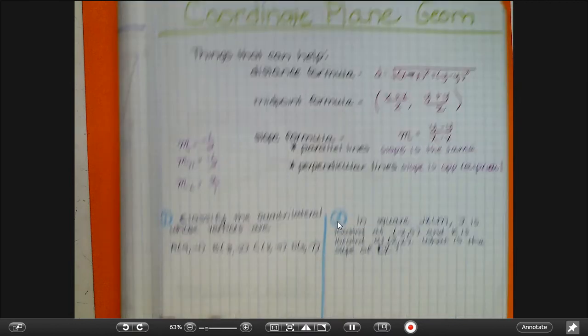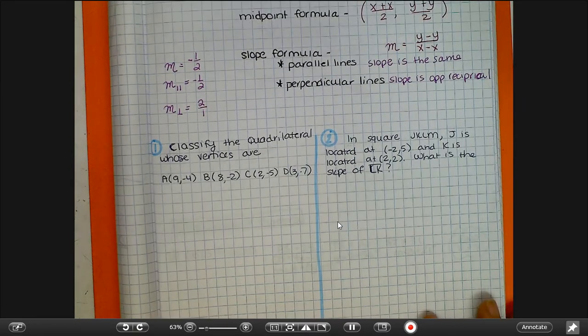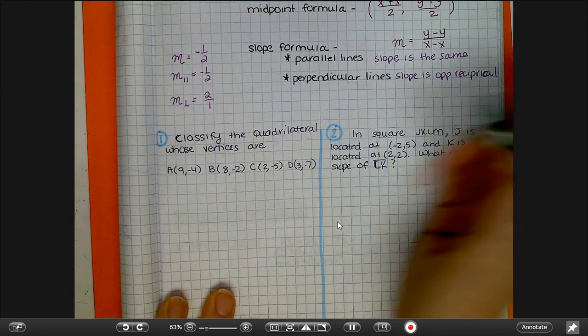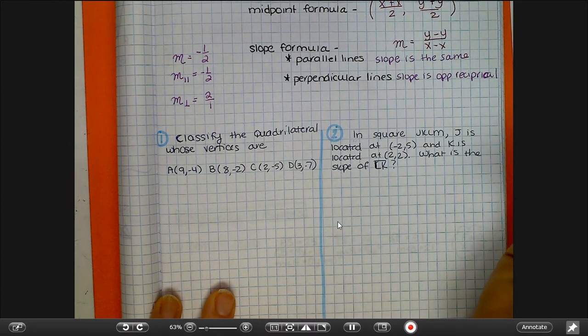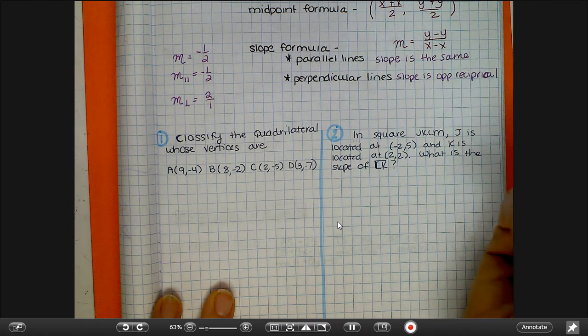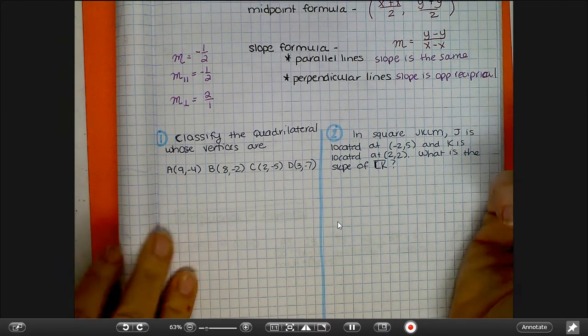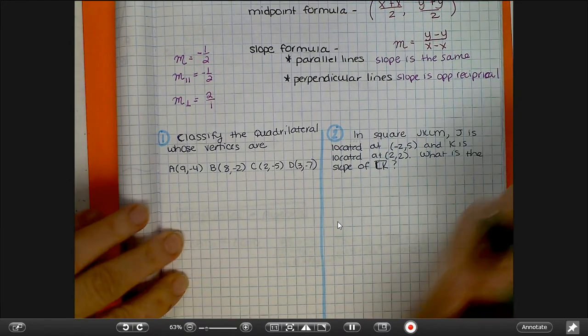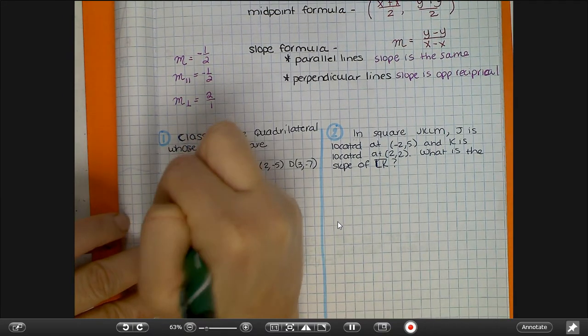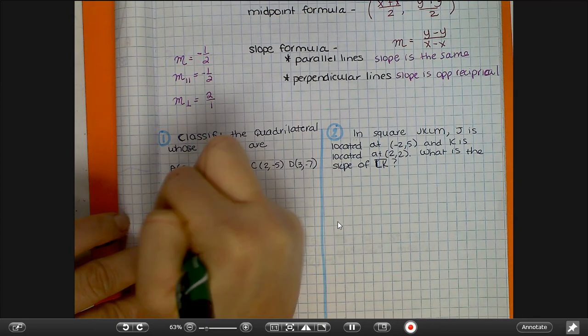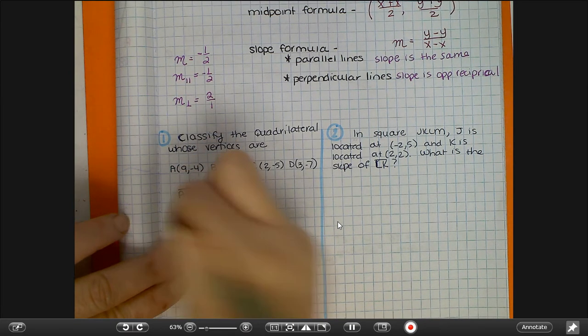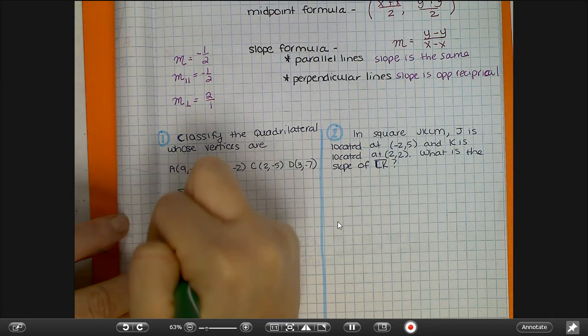All right, so here we go. We're going to do two examples and then you should be okay. So we want to classify the quadrilateral by its vertices. We have a few different quadrilaterals with parallel sides, and we also have some with congruent sides. So let's go through finding the length of sides first. So we know we're going to need to find AB, BC, CD, and AD.